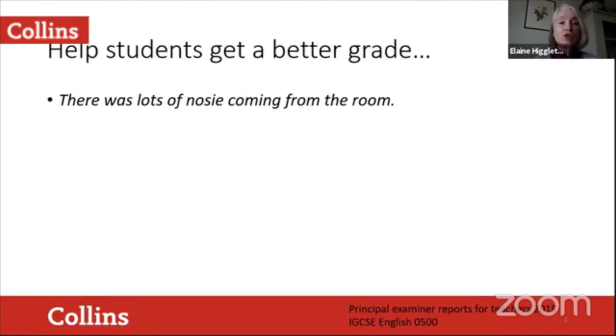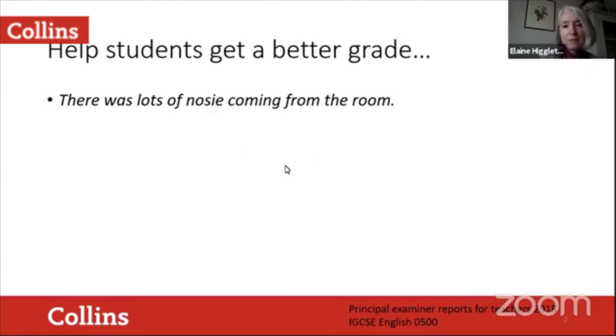So, if you would like to use your chat box, please tell me what the mistake is in that sentence. That's an example sentence from the examiner's report in 2018 that was written in an exam. What's the mistake there? Use your chat box to tell us. Error in the spelling. There is an error with the spelling of noise. Yes, absolutely. A student has got the letters in the wrong order and has spelled nosy rather than noise. Great.